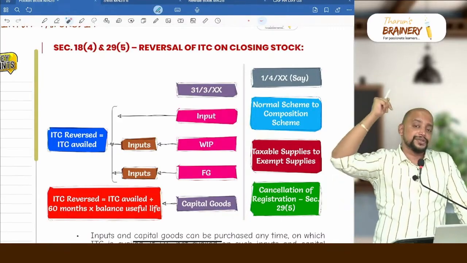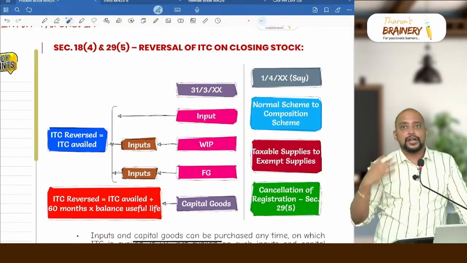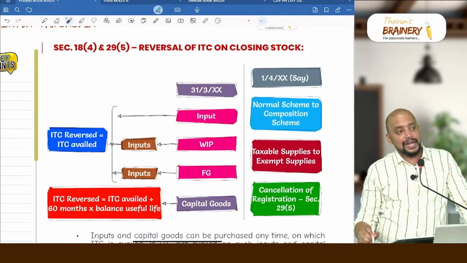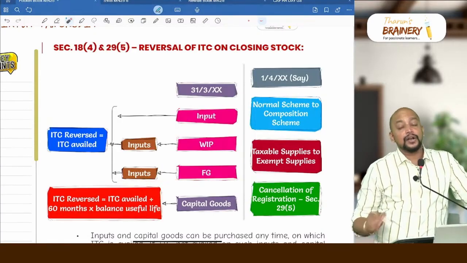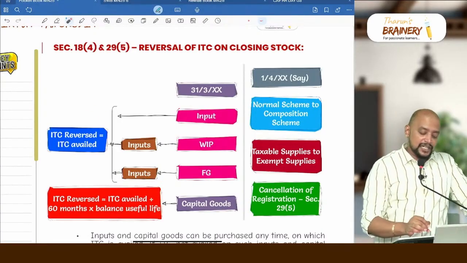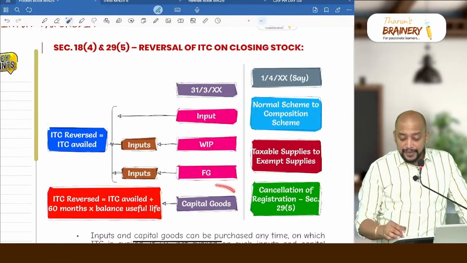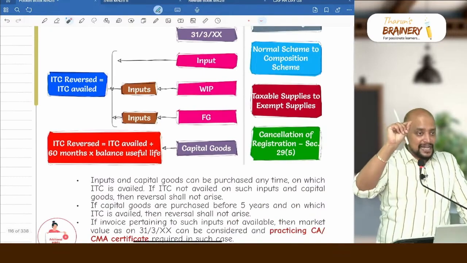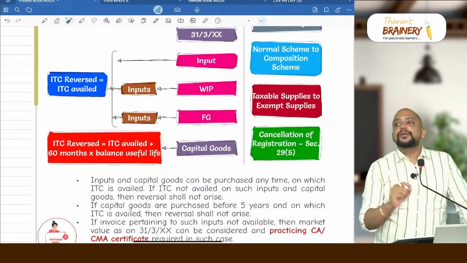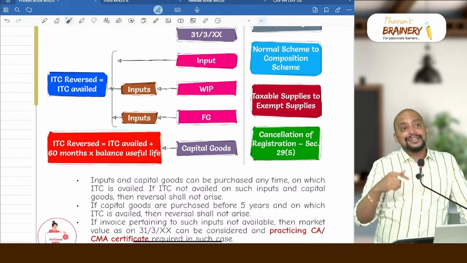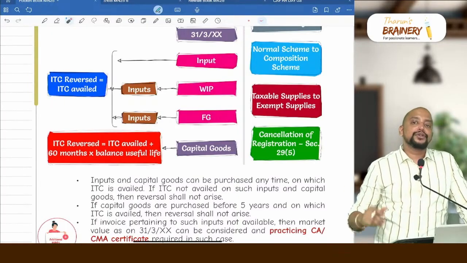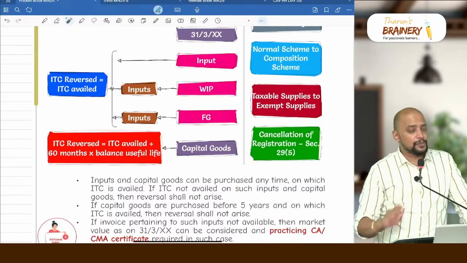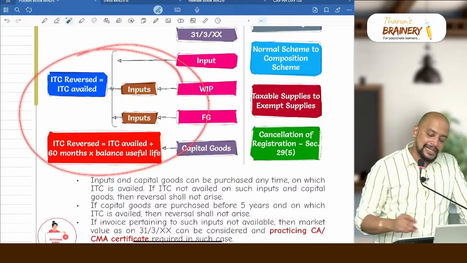There we avail the ITC on closing stock. Here we will reverse the ITC on closing stock. What is the ITC on closing stock? Inputs as such held in stock, inputs in WIP held in stock, inputs in FG held in stock. Whatever ITC we have availed, that much we need to reverse. Whereas capital goods also we need to reverse. How much credit we need to reverse with respect to capital goods? The ITC availed on that capital goods, and the life of the capital goods should be taken as 60 months, and see the balance life of the capital goods. To that extent we need to do the reversal. So ITC availed divided by 60 months into balance life. This much is the ITC we need to reverse.